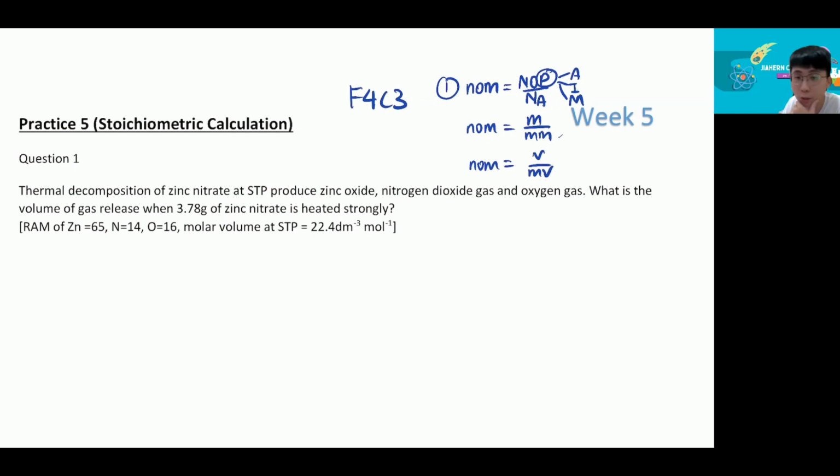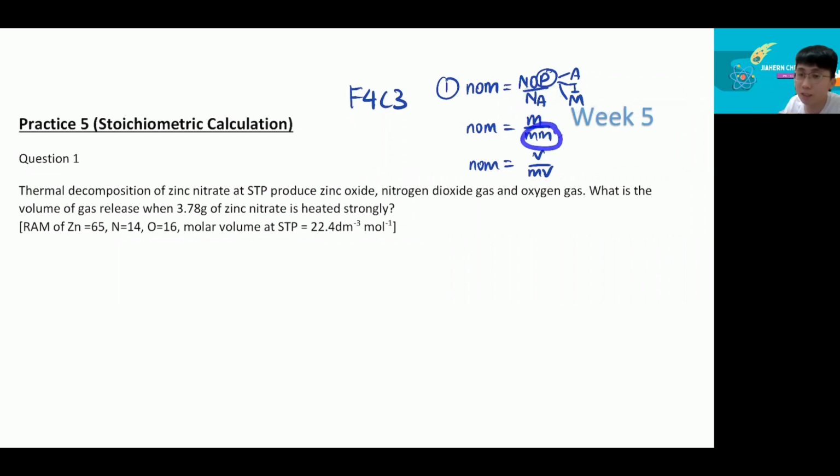Number one, what is Na? This Na we call the Avogadro constant, and it's a constant, as you know the word constant means it should be a fixed number, and the number should always be provided by the question. If the question never gives you this number, it means you're not going to use this formula. That's how easy it is. Avogadro constant is actually 6.02 times 10 to the power of 23. It's a very long number, and should be provided by the question.